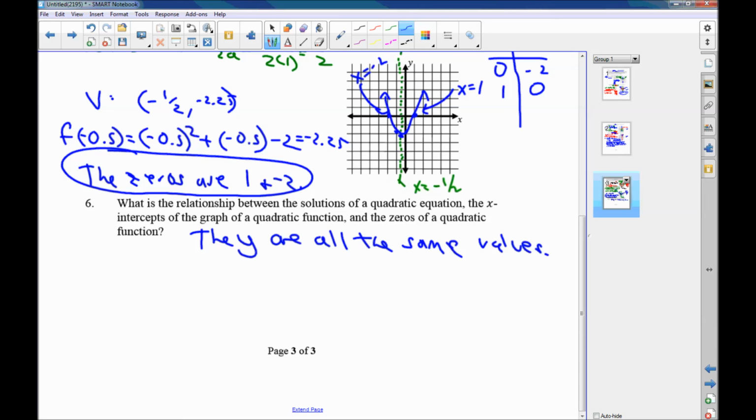Okay? So if you found the x-intercepts, then you found the solutions, and you found the zeros. They're all the same. All right, I'll see you in class next time. We'll practice more graphing of parabolas, and this time we're doing them to find solutions.